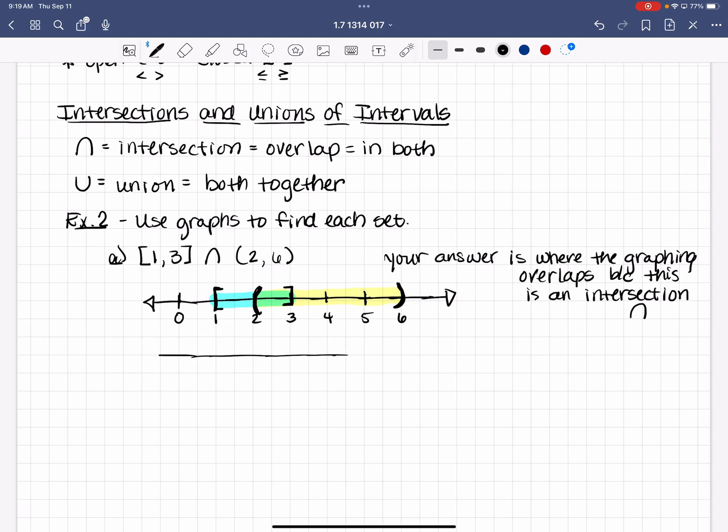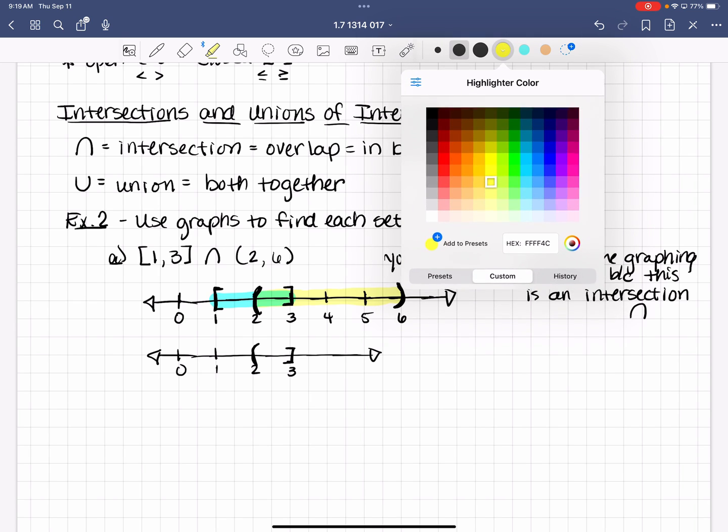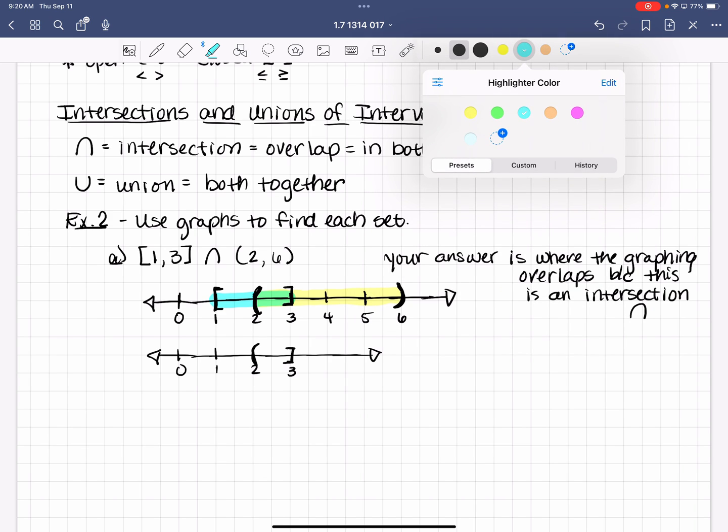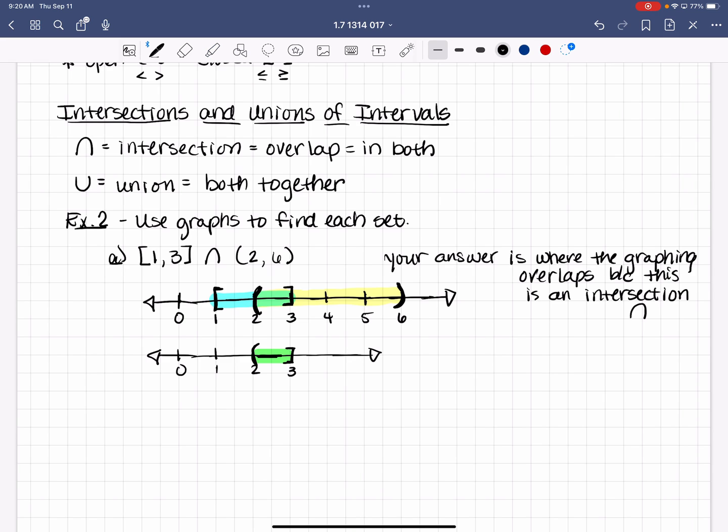So if you had to graph it just by itself, the answer by itself, 0, 1, 2, 3, your answer would be right here, 2 to 3. This is your answer, guys. Here, because it's an intersection. It says use graphs to find each set. That's your set. This is your answer right here.